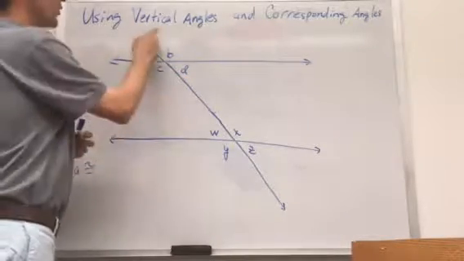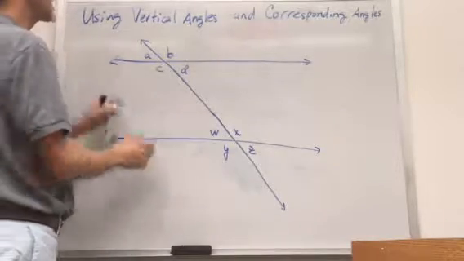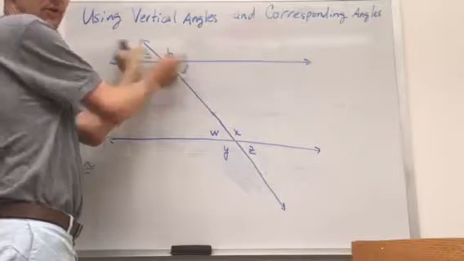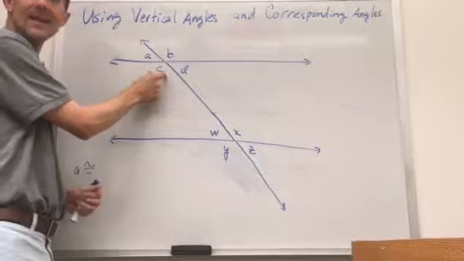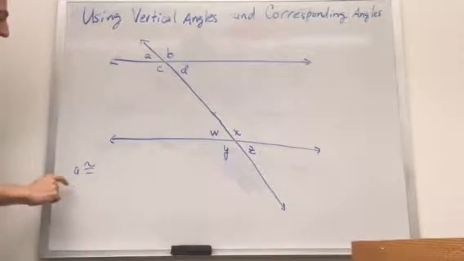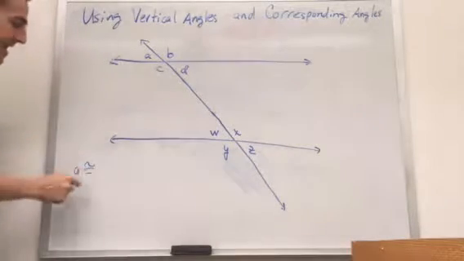Now, we know that vertical angles are congruent to each other. So that means that A is congruent with D. That is, they have the exact same measure. We know that B is congruent with C. That is, they have the exact same measure. So down here, I'm asking myself, well, what angle or angles are congruent to A?